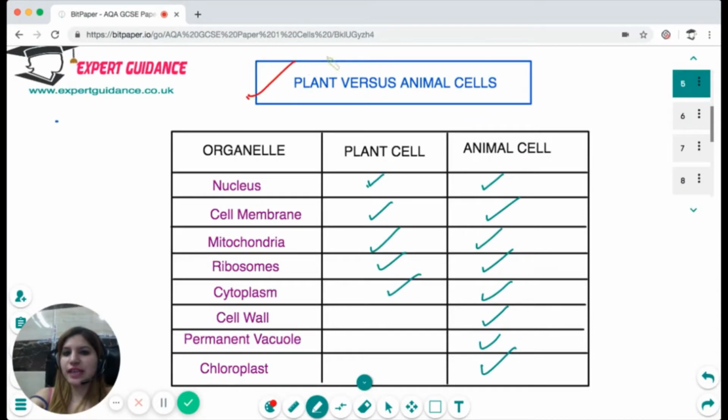So this is a table that summarizes the differences and similarities in both plants and animals. So in the exam, they can ask you to give two similarities or two differences. So you should know both similarities and differences in both of these cells.